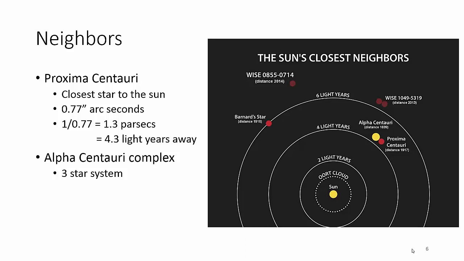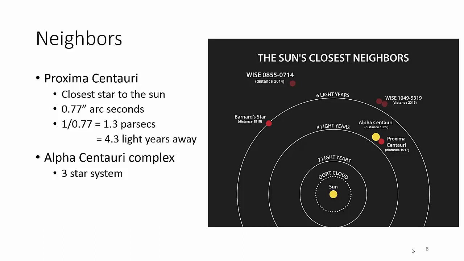And then 2 light years away, 3 light years away, 4 light years away, we finally come to another star, Proxima Centauri. Okay, it's 0.77 arc seconds, so less than 1, which means it's going to be bigger than 3.3 light years away. And sure enough, it is. It's 4.3 light years away. Right? It's 1.3 parsecs. And again, that goes back to how that relationship in the equation works.